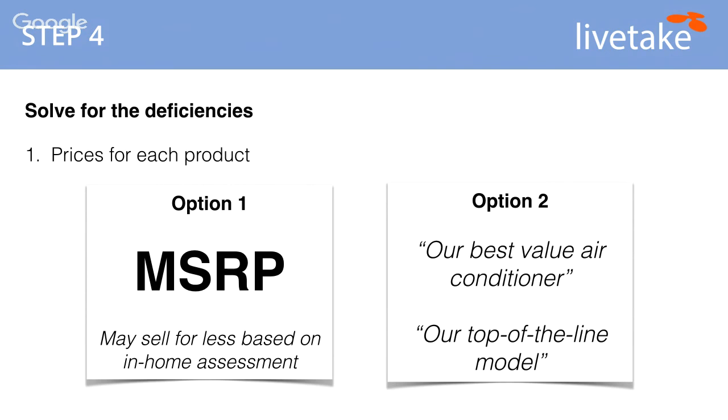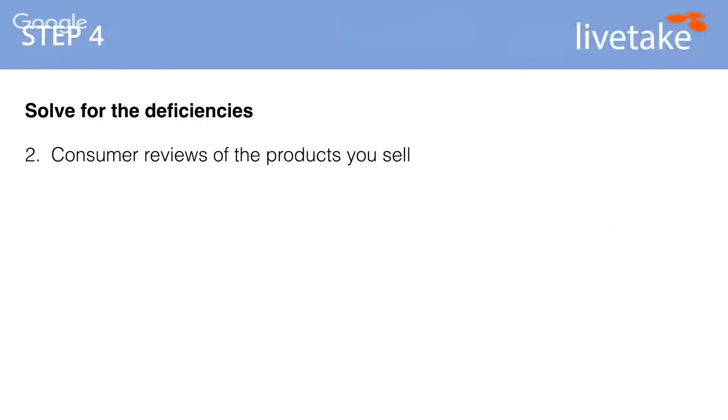And here's just a couple of sentences I threw up as an example. So that's how you solve for the prices of products. The next deficiency that we called out was consumer reviews of the products that you sell. Again, there's a couple of options here.